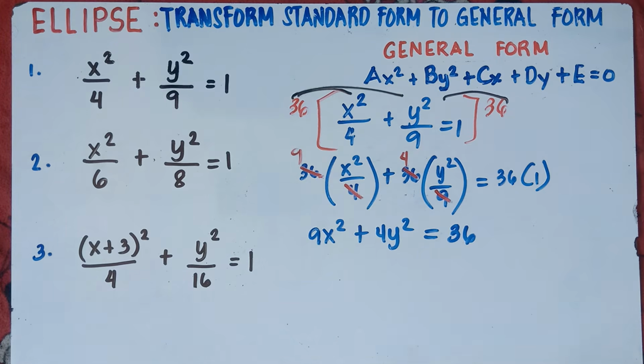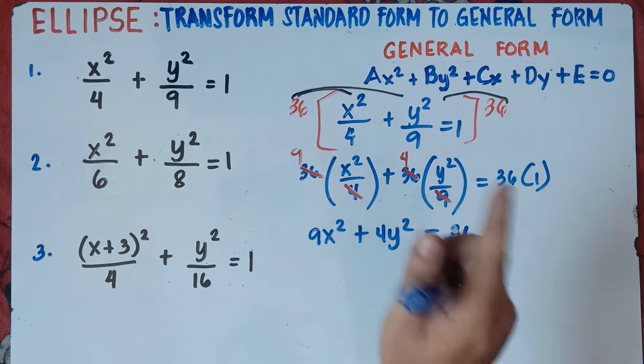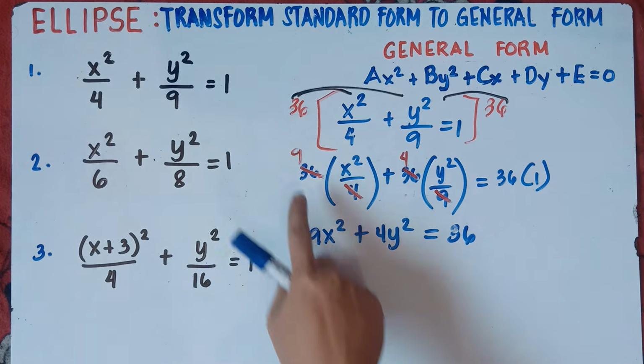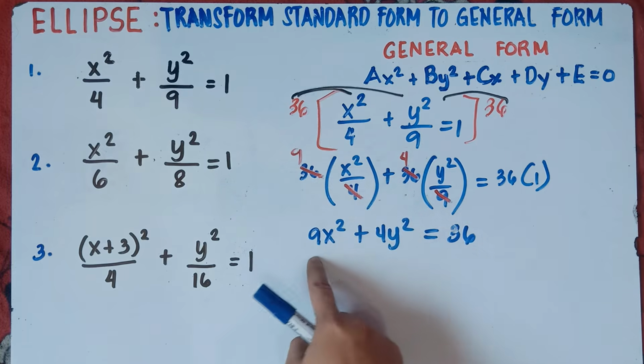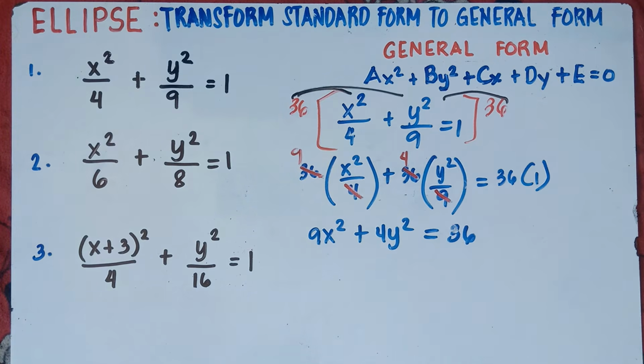Alright, so that's why, class, we find the LCM to eliminate the denominators. 36 divided by 4, that is 9. So the remaining is 9, and we have 9x squared. 9 times x squared, 9x squared. 4 times y squared, 4y squared equals 36.